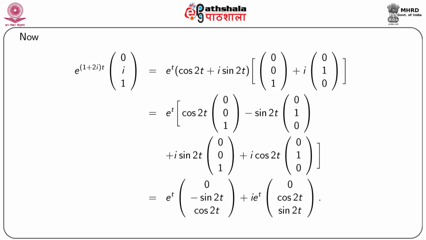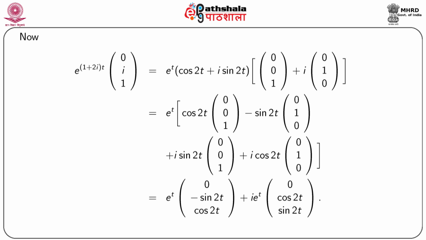Now, e to the power (1 + 2i)t multiplied by (0, 0, 1) can be written in the form e to the power t into (cos 2t + i sin 2t). This is just an expansion of e to the power i theta, which is cos theta plus i sin theta, multiplied by (0, 0, 1) plus i times (0, 1, 0).